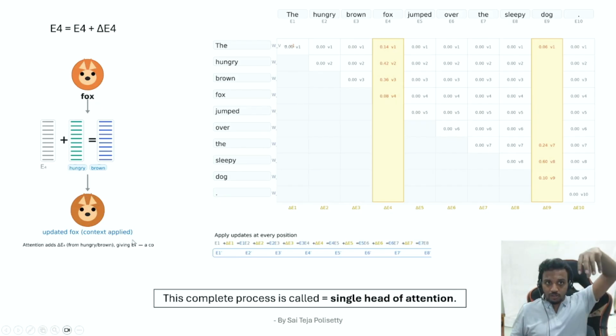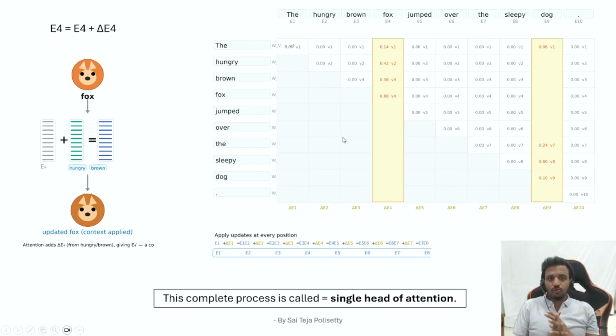So I had fox originally. Now I moved it with the delta E4 vector, and now it becomes a hungry fox. Now it becomes a brown fox. So that's the update we are doing, and we are going to do this with all the embeddings. Here we understood the example of fox, but similarly we'll do it with brown, hungry, and the others, based on relevance. You can see the dog has a relevance with sleepy and the dog itself, and with the grammar as well. So each will be updated. Dog is E9, so E9 will be updated with E9 plus delta E9.